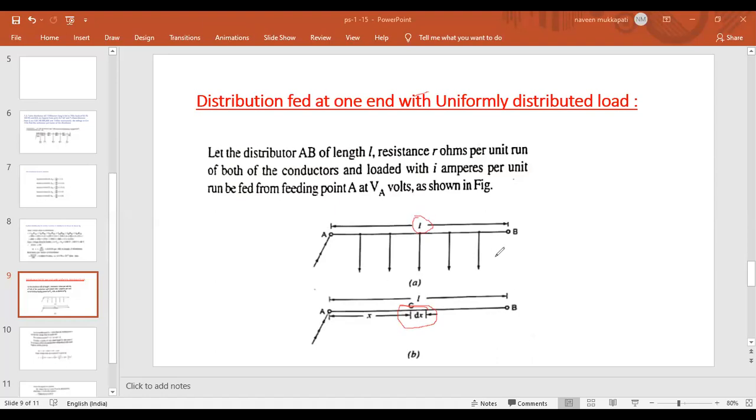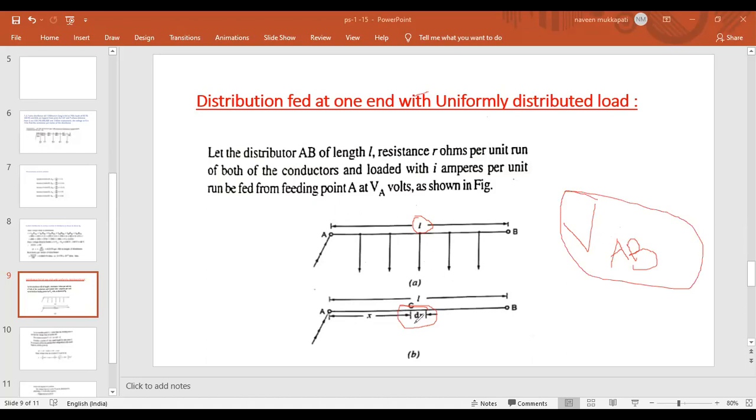All the loads are uniform, of constant value. This is I, this is I, and this is I, for the uniformly distributed load. Then we are calculating the voltage across this distributor, that is VAB.